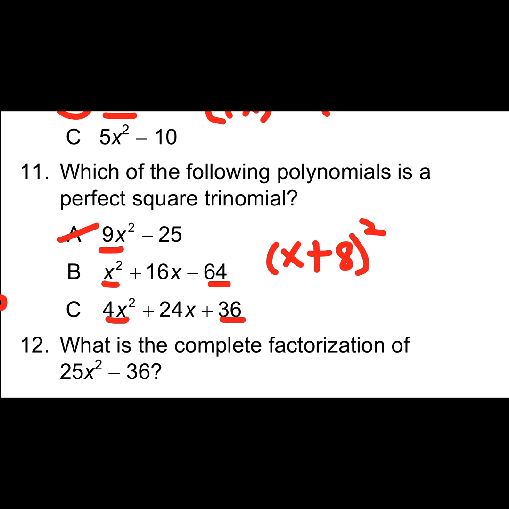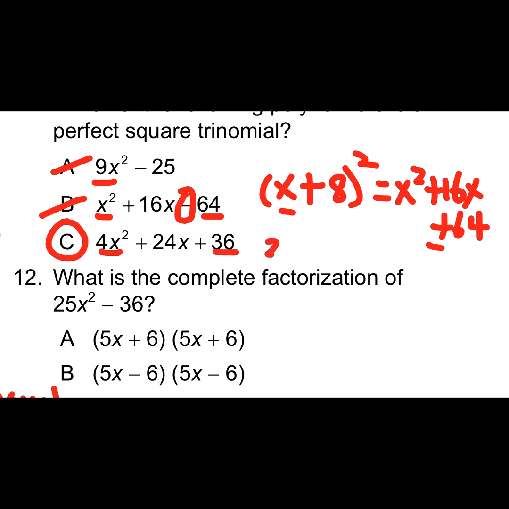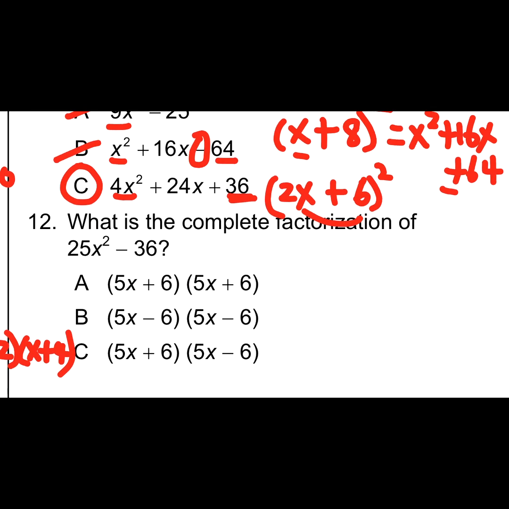But if you FOIL it out, you should have x squared plus 8 plus 8, so it will be plus 16x and then plus 64. But that does not look like this because the last sign is negative, not positive, so that is out. So that only leaves us the last answer choice, C, and we can double check that. That's 2x plus 6 squared. So let's double check. That's 12 plus 12, which is 24, and that's a plus 36, so that checks out. So the correct answer is C.